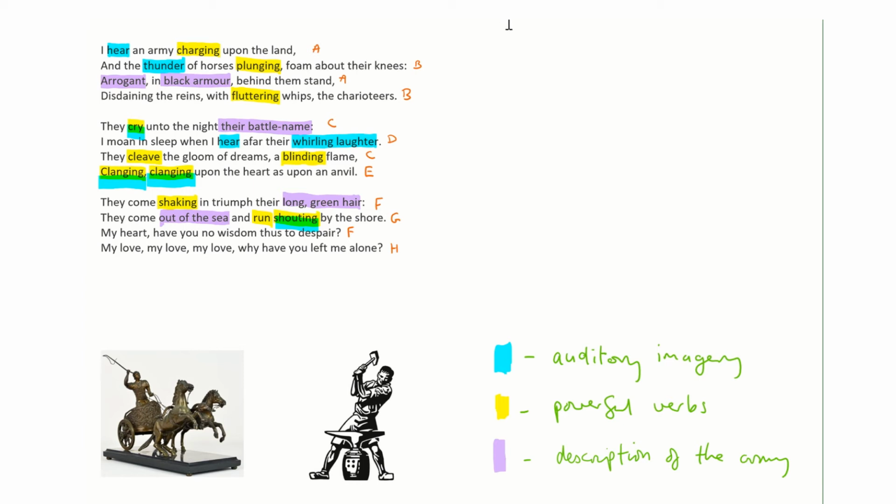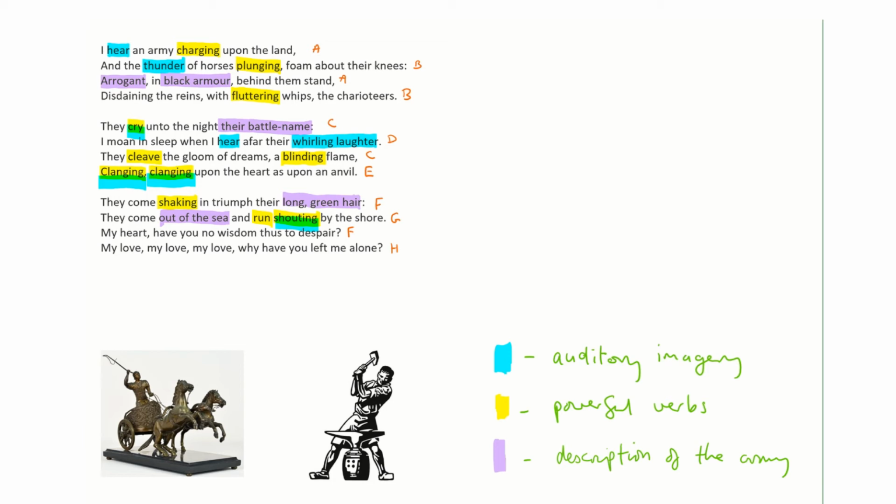Certainly we'd consider why the speaker mentions that the army is clanging upon his heart as upon an anvil. Heart obviously often associated with ideas of love, and this is something that really is coming through, I think, in the third stanza as well, that this perhaps is an expression of heartbreak, of loss, of deep sadness as well. So the speaker says in the third stanza, "They come," so again referring to the army, "they come shaking in triumph." Okay, and again we might connect that image of them being in triumph with their whirling laughter in the second stanza, with their arrogance in the first stanza.